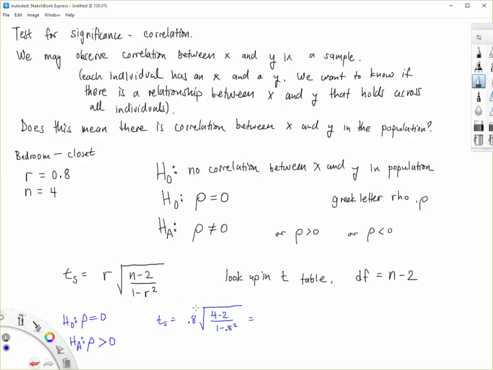I get, my test statistic is 1.89. And I will look this up with degrees of freedom equal to 2. So I go to my t-table, 2 degrees of freedom. Oh, look at that. 1.88, actually, yeah, 1.886 if I have everything punched in here.